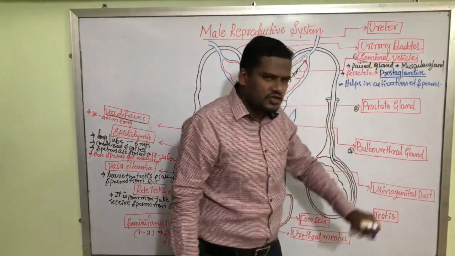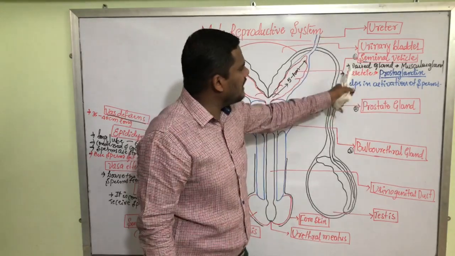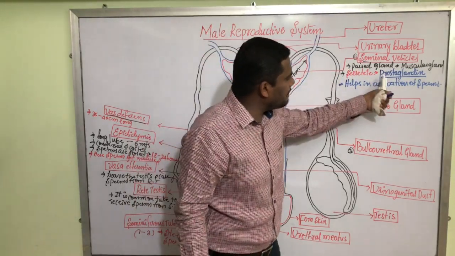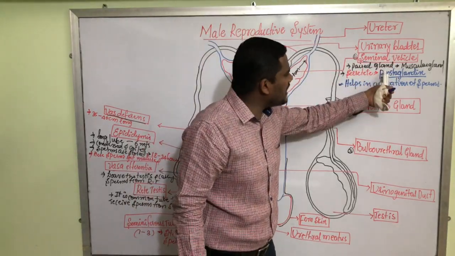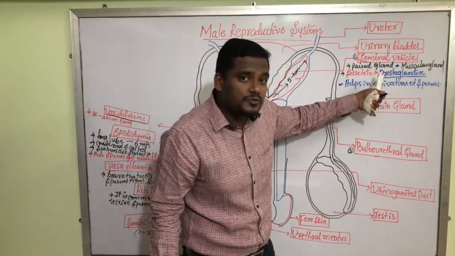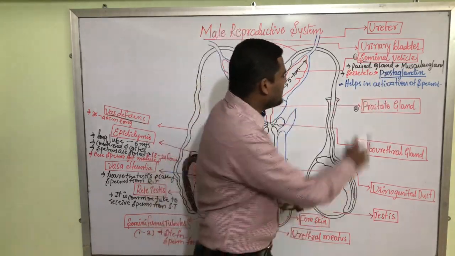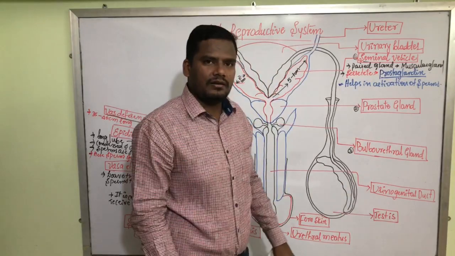What is the main function of the seminal vesicle? Seminal vesicle secretes the prostaglandin, and this prostaglandin activates the sperm in case of human beings. That is the main job of the seminal vesicle.